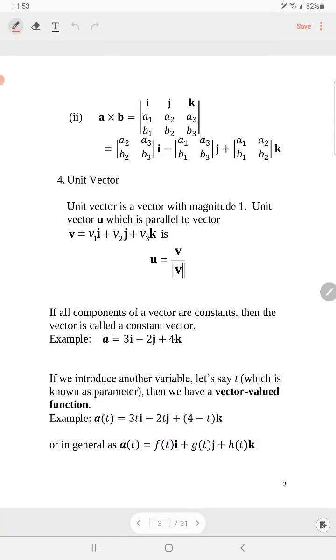In general, we can write a vector valued function as A here. As you can see, the x component consists of a function of t, the y component also consists of a function of t, and the z component also consists of a function of t. So this kind of vector is called a vector function.